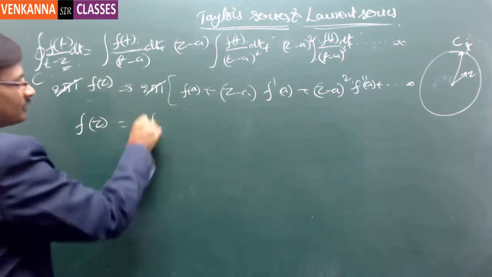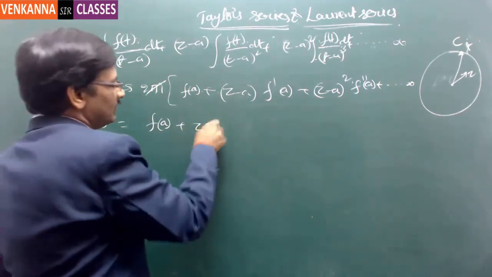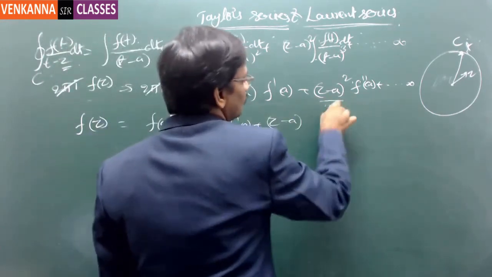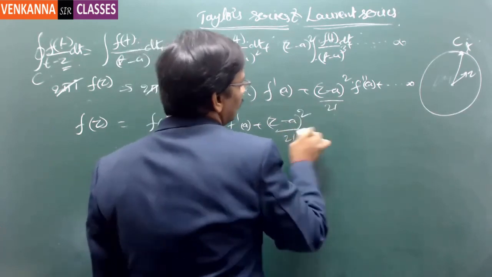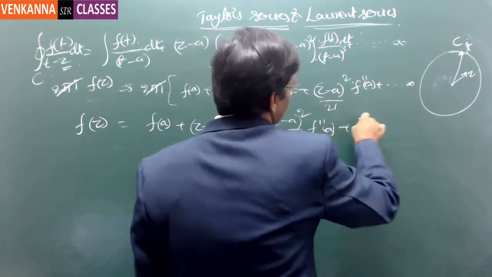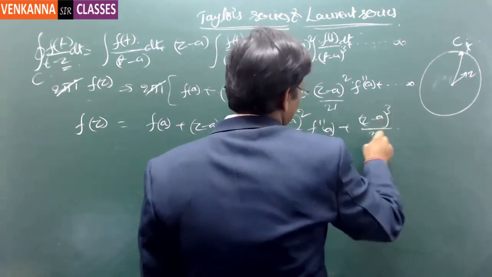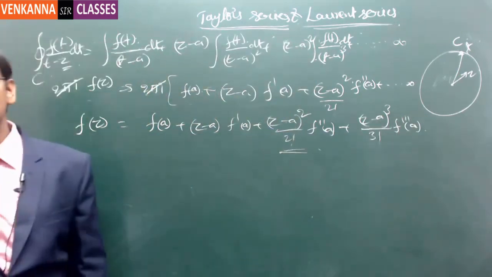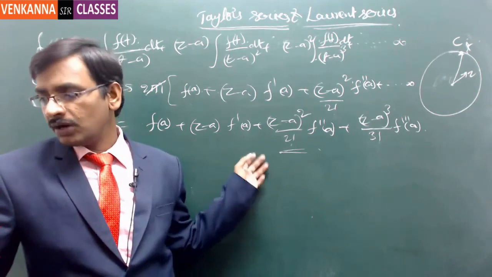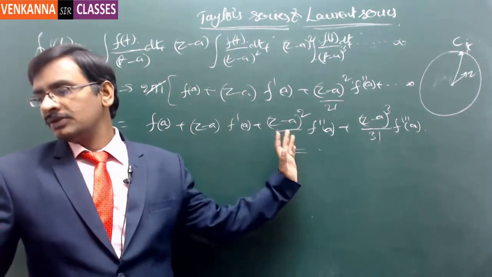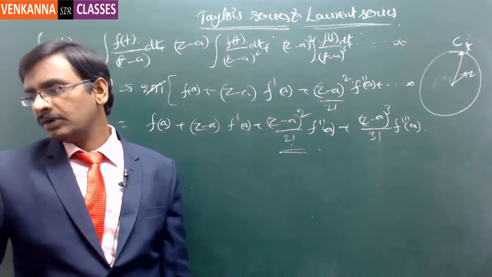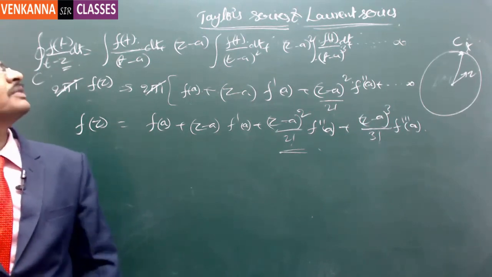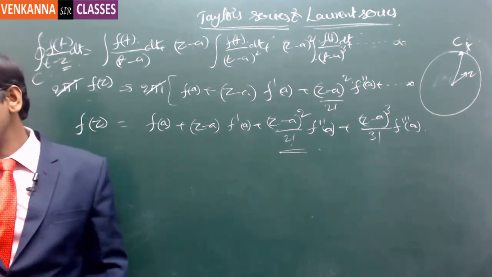Finally, f of z can be expressed as f of a plus z minus a into f dash of a plus, sorry, there will be 2 factorial here, z minus a whole square by 2 factorial into f double dash of a. Similarly, z minus a whole cube divided by 3 factorial into f triple dash of a. This factorial is coming into picture just because of Cauchy's integral formula. What we have used in this entire thing is Cauchy's integral formula. That's it. Got it? So in the Taylor's expansion, it is always Cauchy's integral formula. That's what we are going to use.